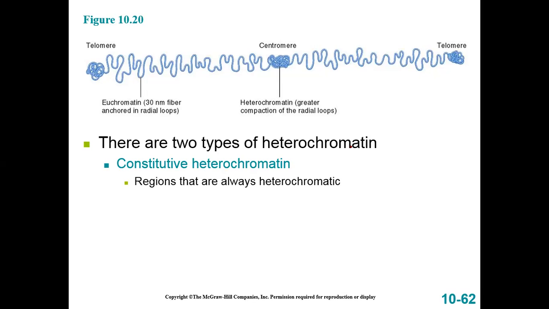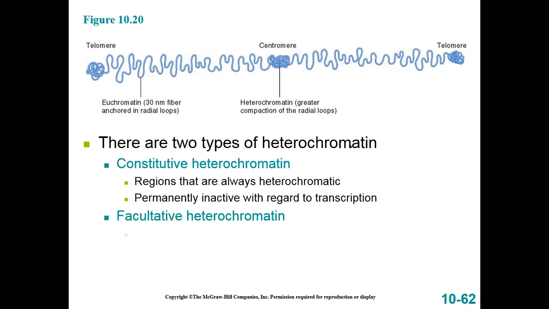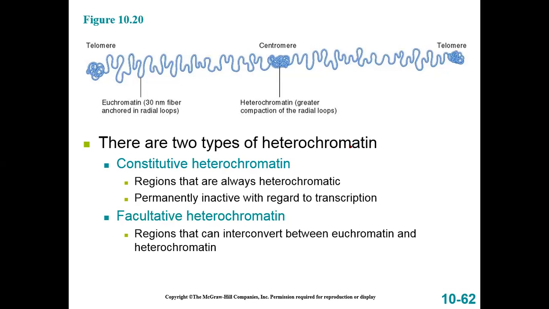One is constitutive heterochromatin, regions that are always heterochromatic and permanently inactive with regard to transcription. The second one is facultative heterochromatin, regions that can interconvert between euchromatic and heterochromatic, like the Barr bodies.